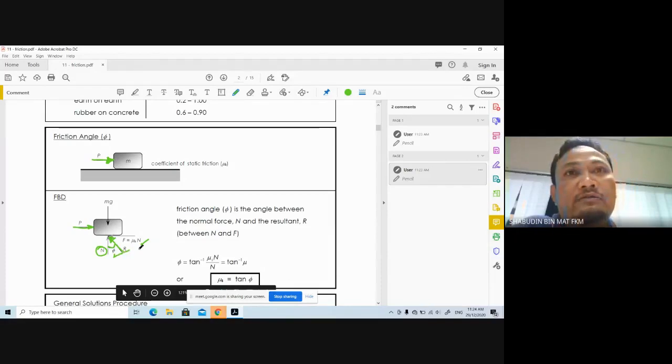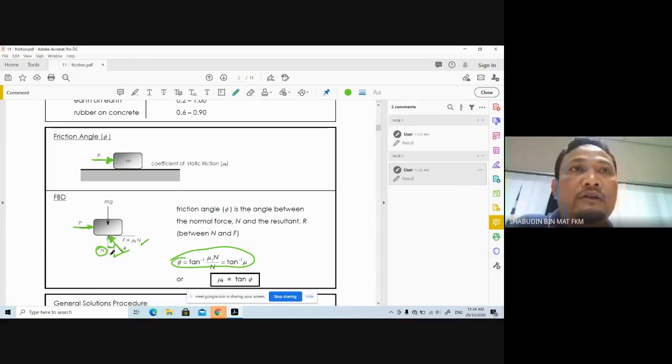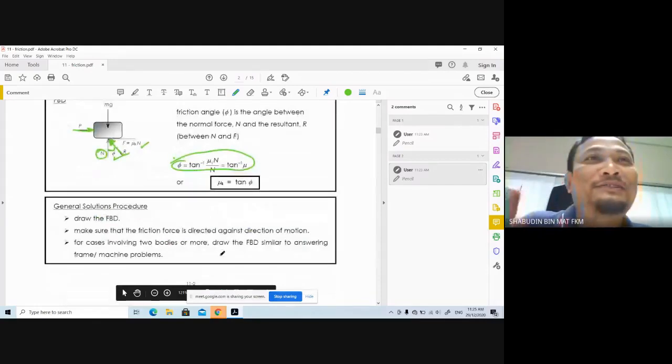Tangent theta is equal to mu s N over N. So tangent theta is equal to mu, the friction coefficient. Or mu s is equal to tangent theta. So I think you know how to do this, right? Tangent theta is equal to that. Okay, that's it. Statics. So that is friction. So simple.